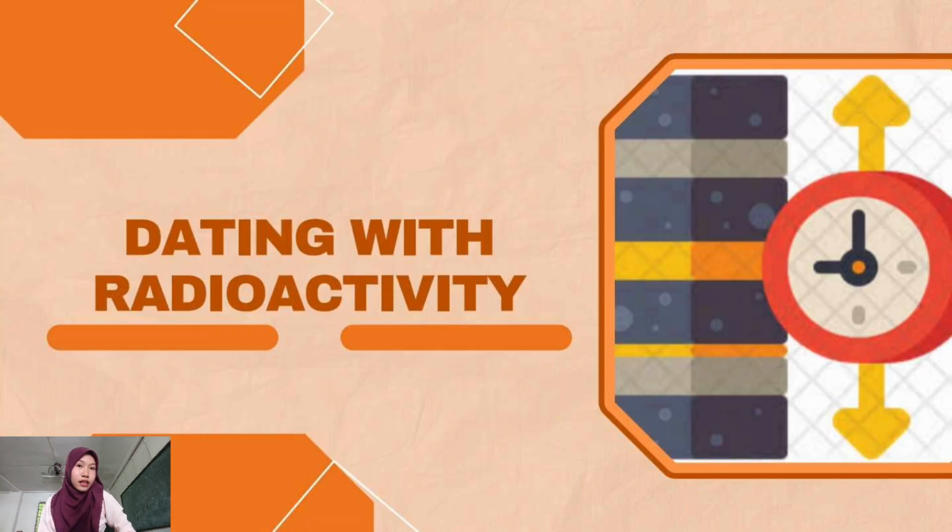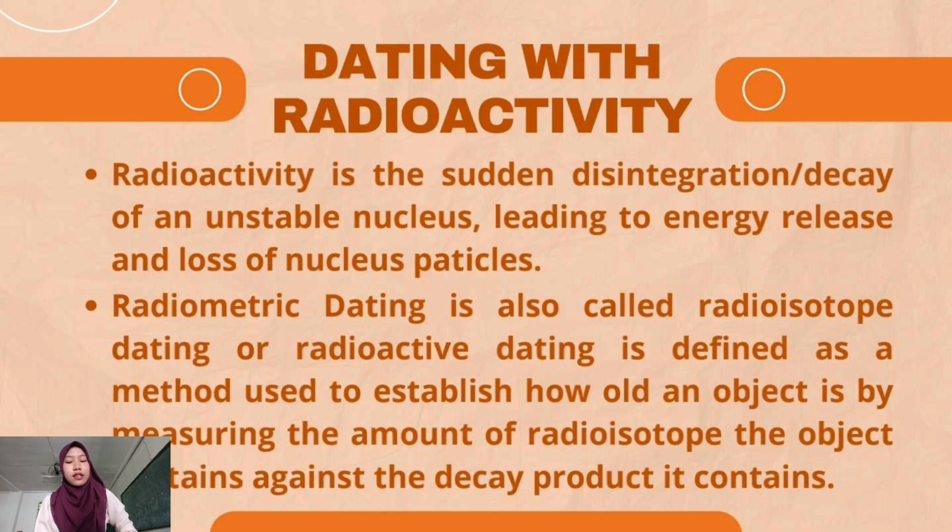So we move on to the next method of dating rocks, which is dating with radioactivity. Remember, in absolute dating, the commonly used dating method here is radioactive dating. So let us first know what radioactivity is. Radioactivity is the sudden disintegration, or decay, of an unstable nucleus leading to energy release and loss of nucleus particles.